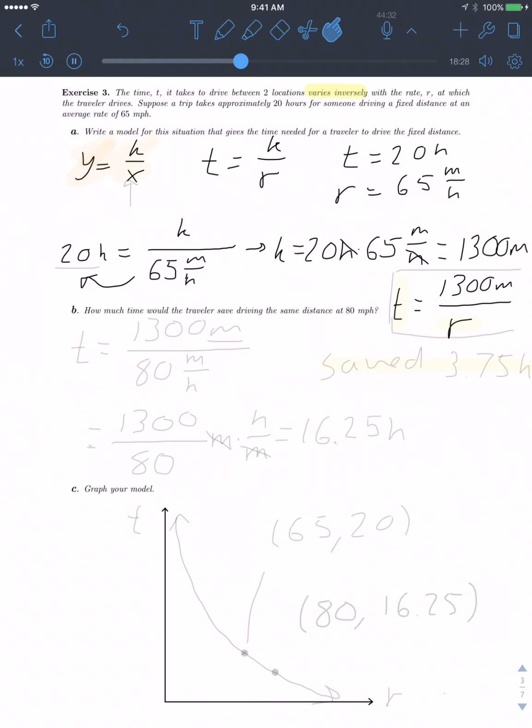Now in the next part we're asked how much time would the traveler save driving the same distance at 80 miles per hour. So we could think to ourselves, well, it takes 20 hours to drive the distance at 65 miles per hour. How long would it take to drive the distance at 80 miles per hour? And our model is going to come in very handy for calculating that. So the time needed to drive the 1,300 miles at 80 miles per hour.